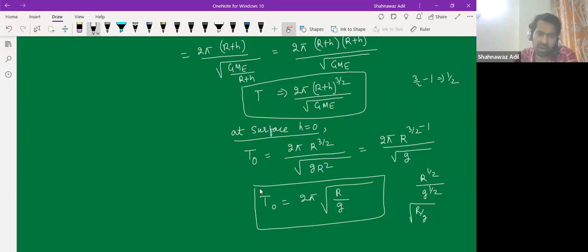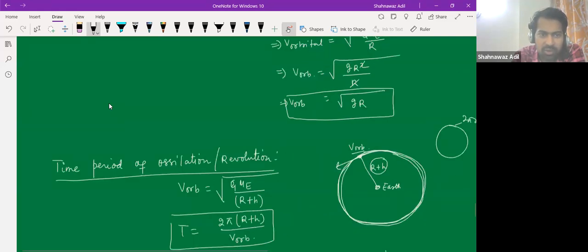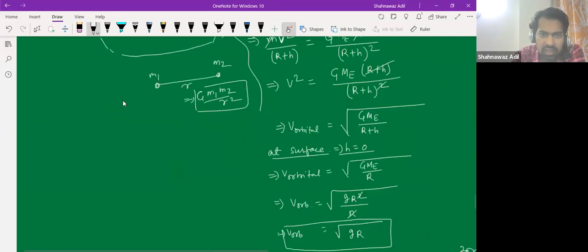So this is called the time period of the satellite. And so this is about the orbital velocity.